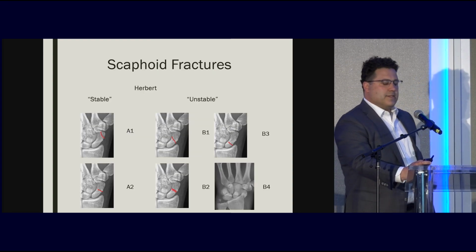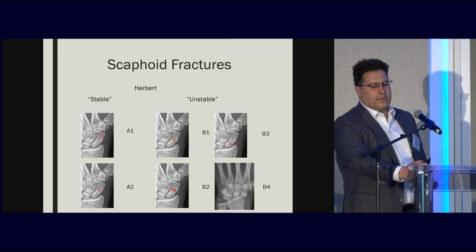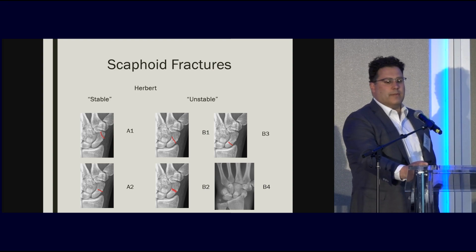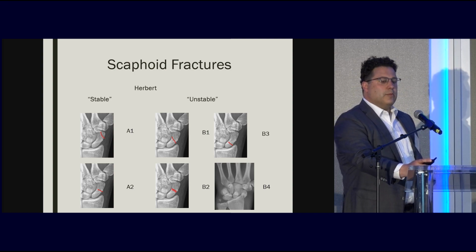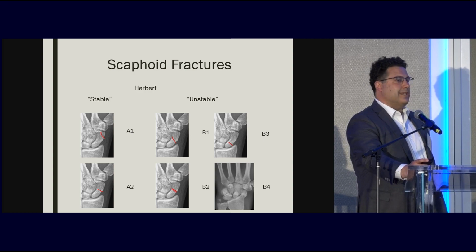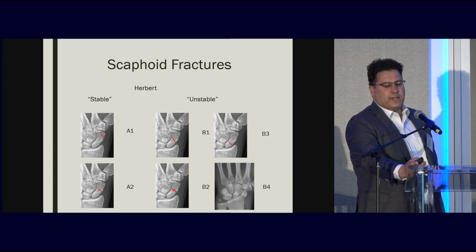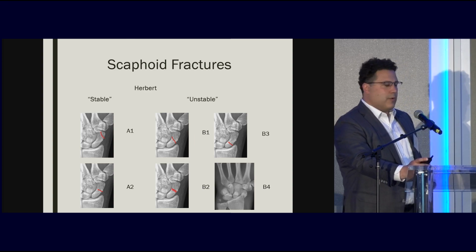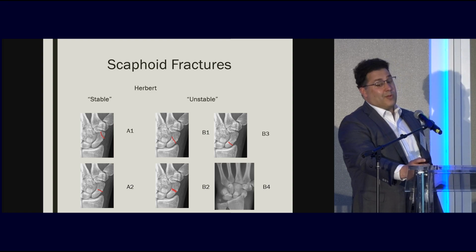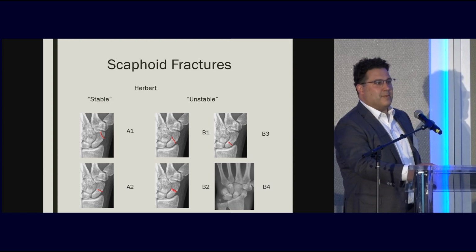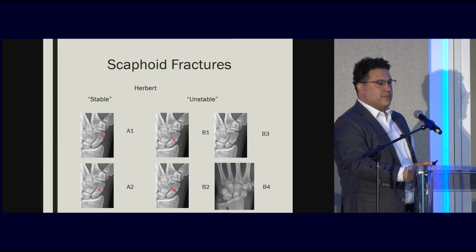This is the Herbert classification of scaphoid fractures that I like to use because it breaks things into stable versus unstable. The stable fractures, the A1 and A2, the scaphoid tubercle and the incomplete scaphoid waist fracture, we typically treat with cast immobilization, whereas the unstable fractures, the oblique scaphoid waist fracture or the complete scaphoid waist fracture or the proximal pole fracture or the transscaphoid perilunate fracture that Dr. Santiesteban is going to talk about next, we typically treat with surgery.